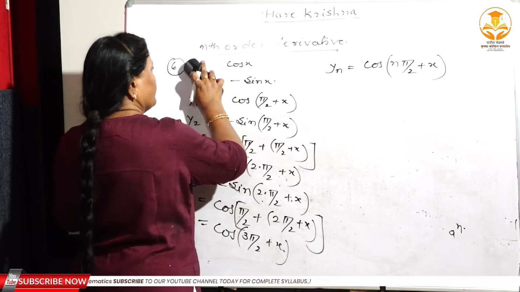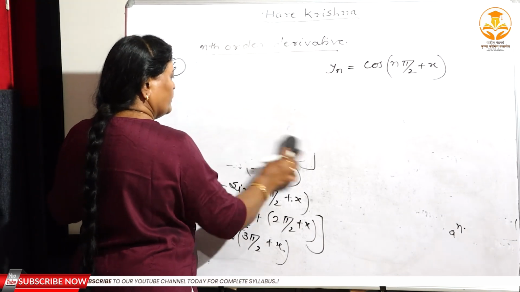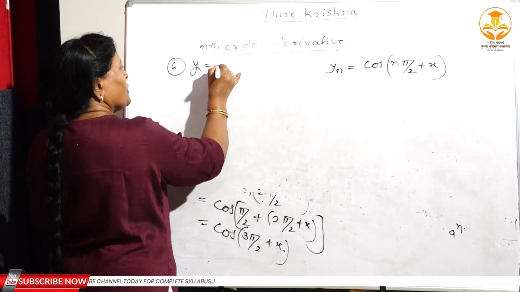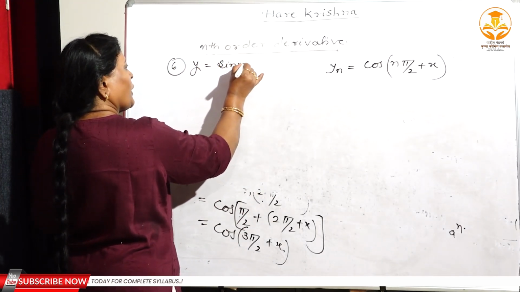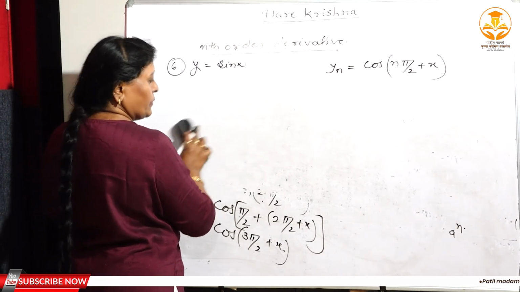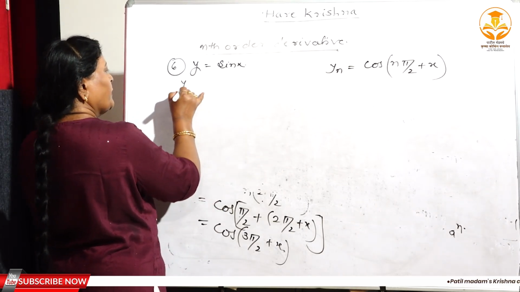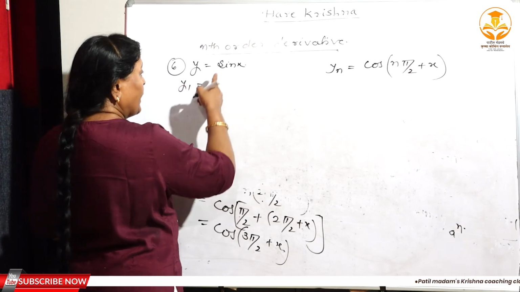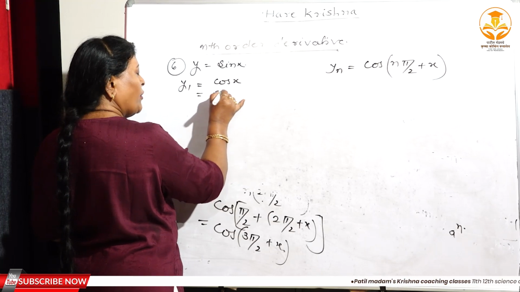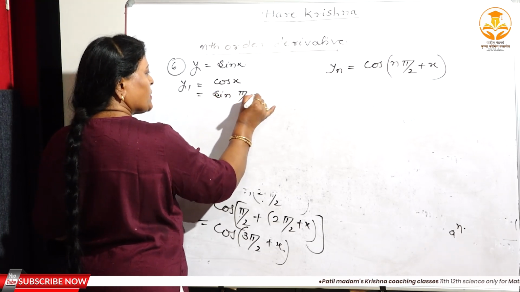Sixth, see, that is y is equal to sin x. Again y1. The derivative of sin x, that is equal to cos x. Again this you can write as a sine of pi by 2 plus x.